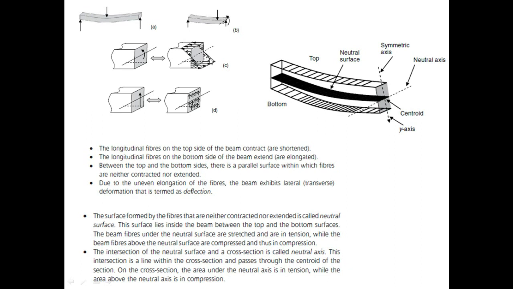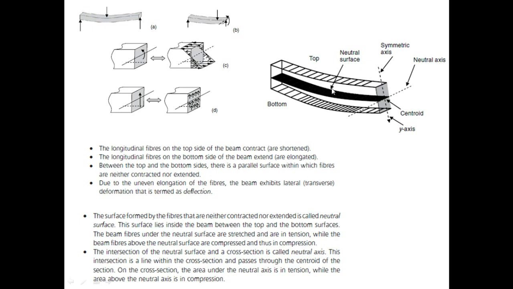Okay, and in this schematic of the beam, what is shown over here is very important. These are the topmost fibers. We assume that the beam is made up of fibers. Topmost fibers, and these are the bottommost fibers of the beam. So the longitudinal fibers on the top side of the beam are contracting, and the longitudinal fibers on the bottom side of the beam have elongated. So the topmost will be shortened and the bottommost will be elongated.